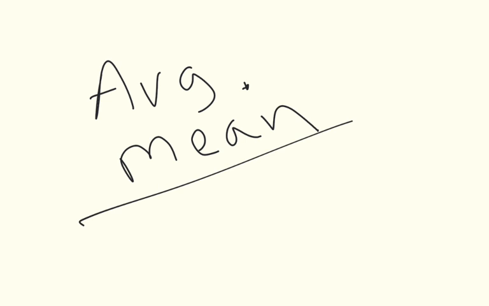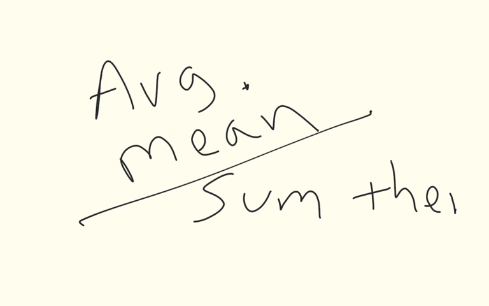to find the average, or the mean, they're the same thing: sum the data set, then divide by the number of pieces of data there are. Got it? Boom!